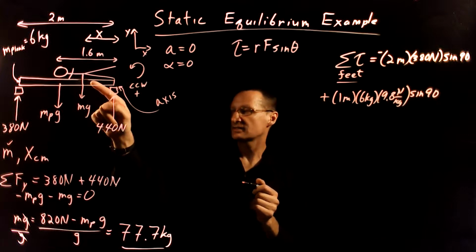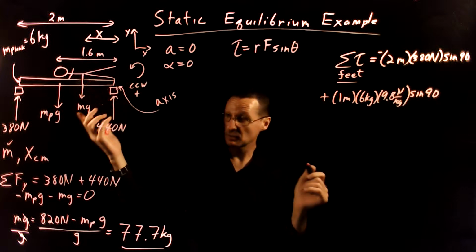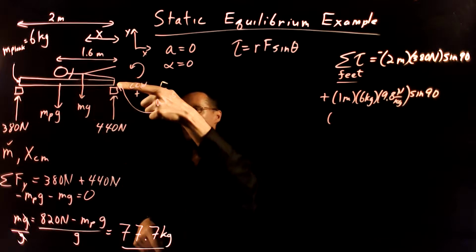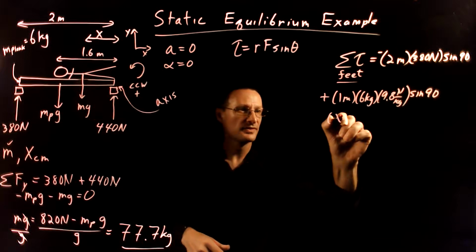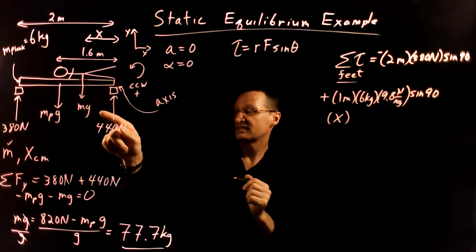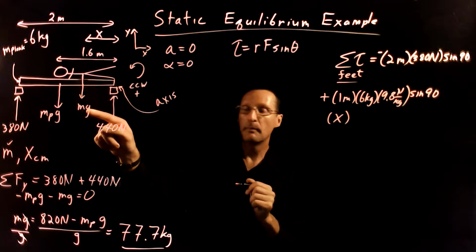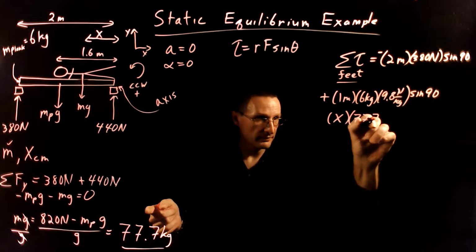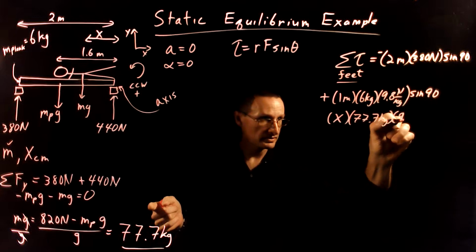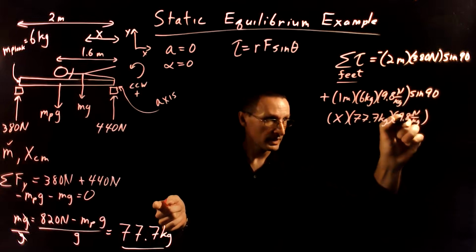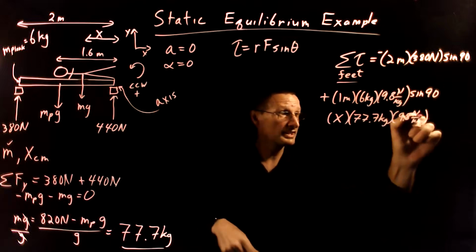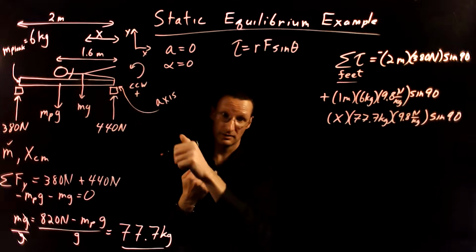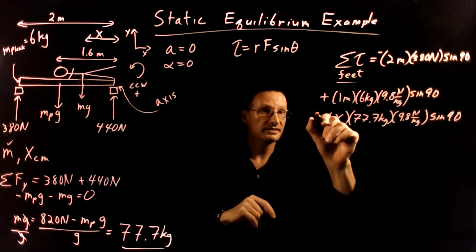Then the next torque I want to consider is the mass of the person. The R vector goes from the axis to where the force acts, and that's x. That we don't know, so this is how x enters our equation. The force is mg, which is 77.7 kilograms times g, 9.8 newtons per kilogram. The angle between those two is 90 degrees again, so sine 90. About this point, that causes counterclockwise rotation, so it's positive.